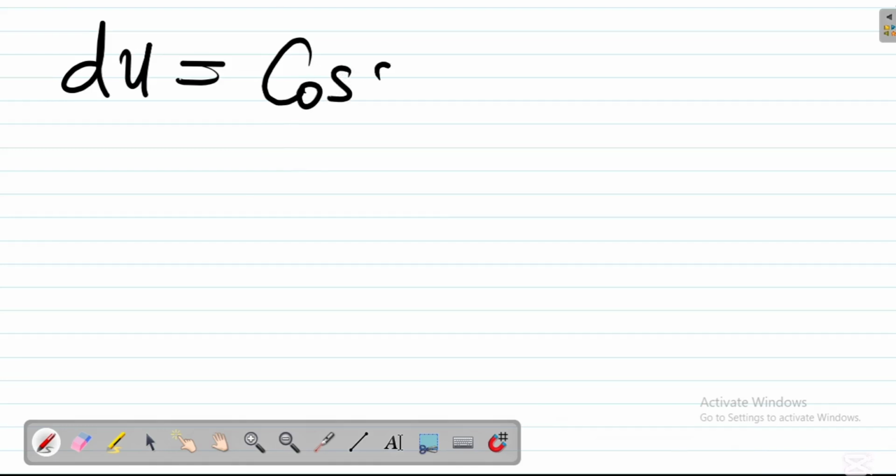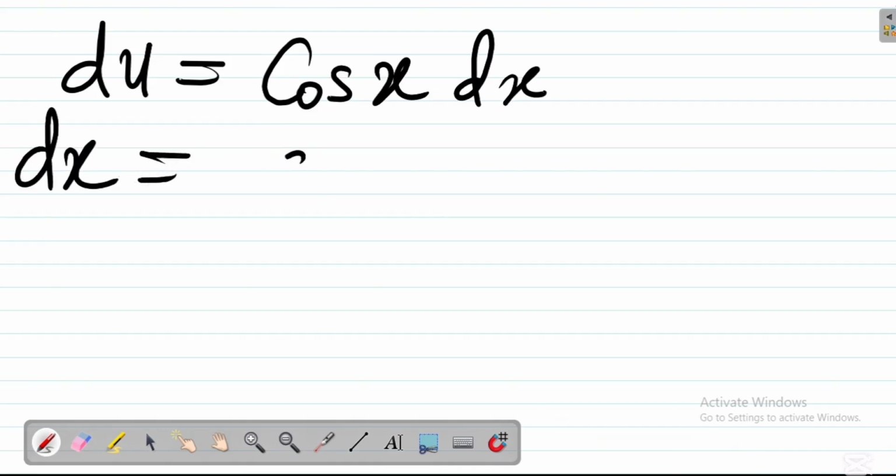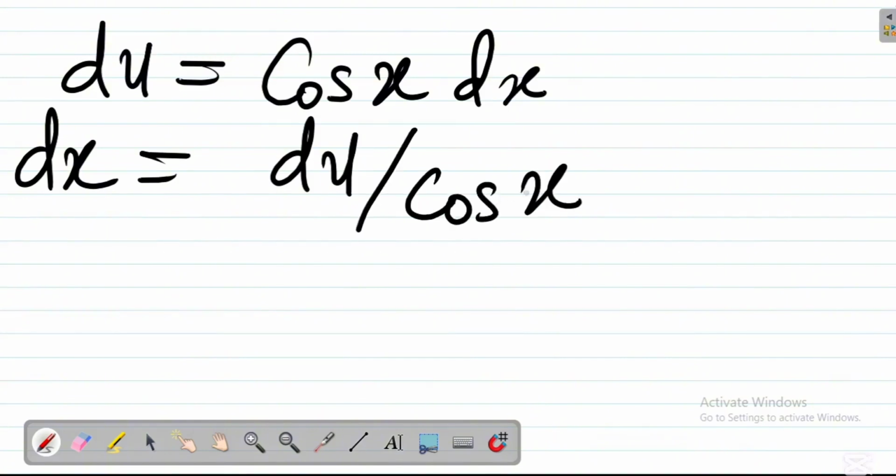So if we cross multiply, we would have du equals cos x dx. Now let's make dx the subject formula. We have dx becomes du all over cos x.